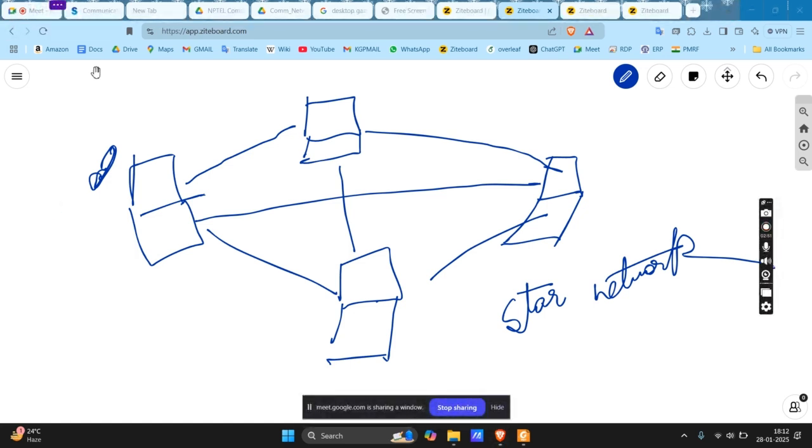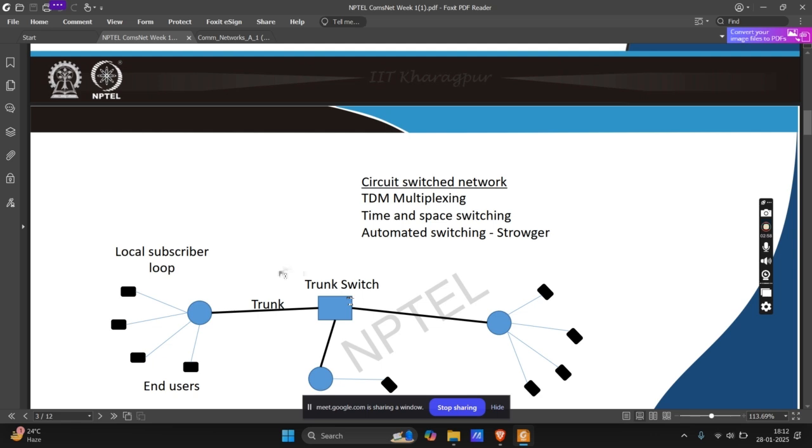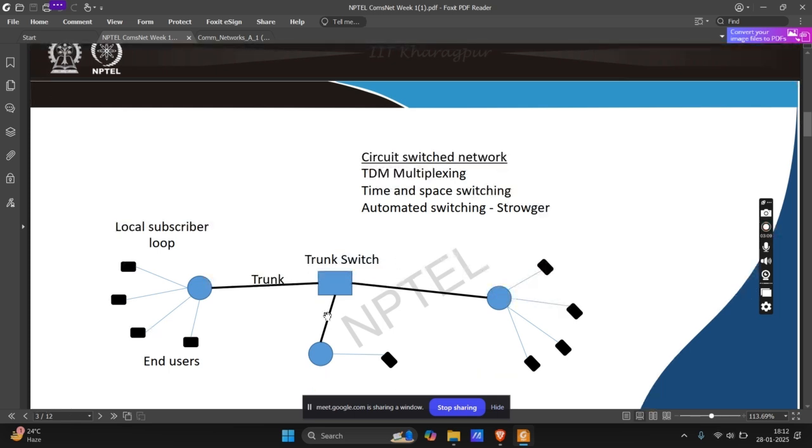Sir, is this a mesh topology or a star topology? Which one? This diagram, sir, is it star or mesh? This one is actually a hybrid model. This part is a hub topology, and then these hubs are connected to another hub.